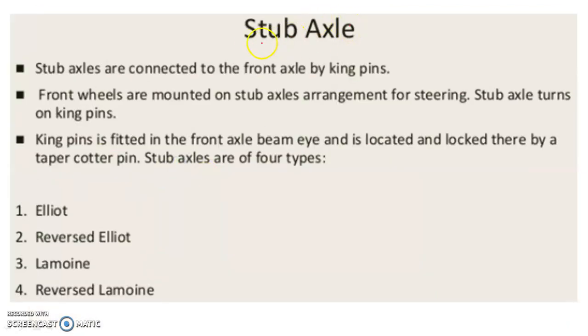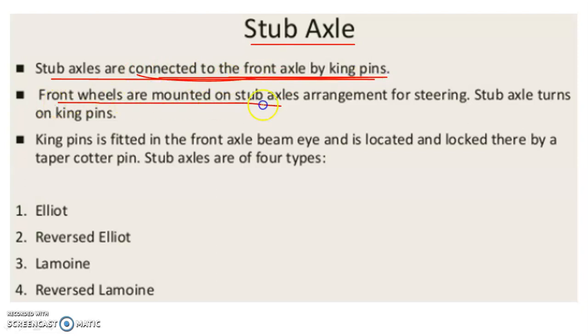Next is what is meant by stub axle. Stub axles are connected to the front axle by kingpins. Front wheels are mounted on stub axles and are meant for steering. What is the purpose of the stub axle? It is providing steering. Stub axle turns on kingpins.